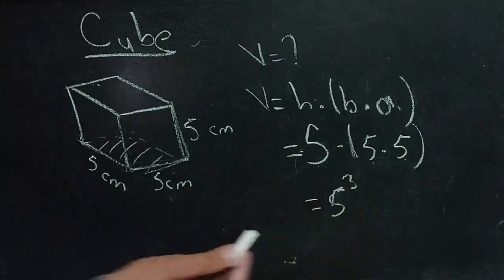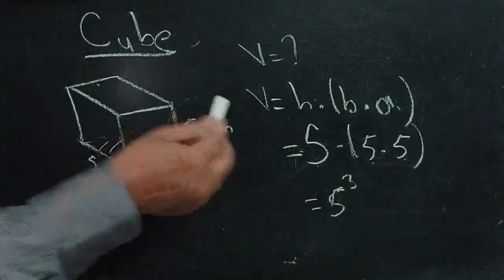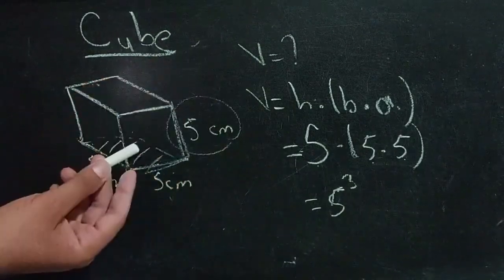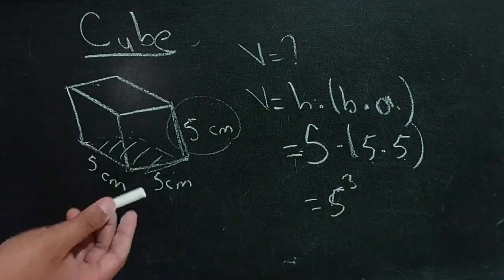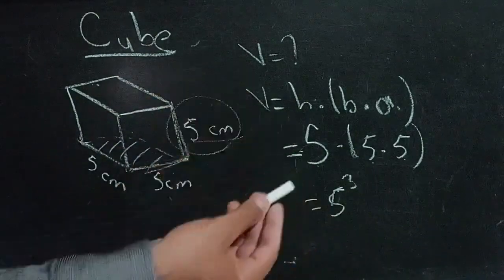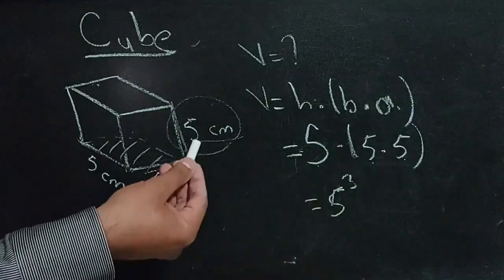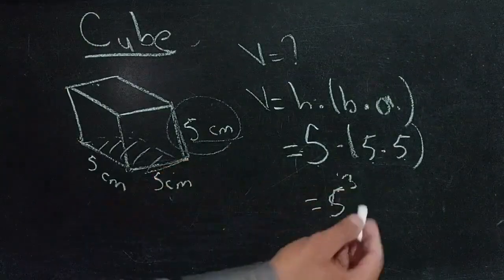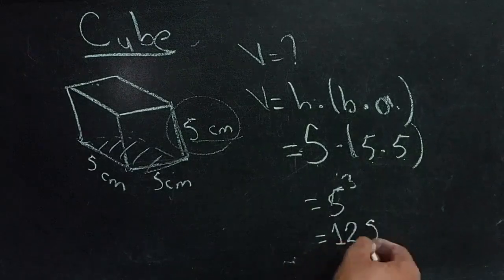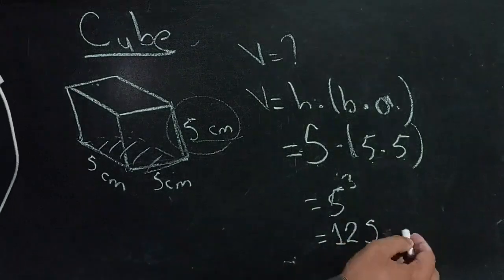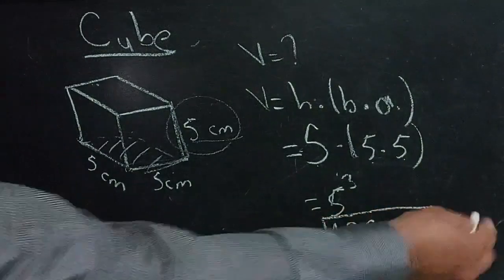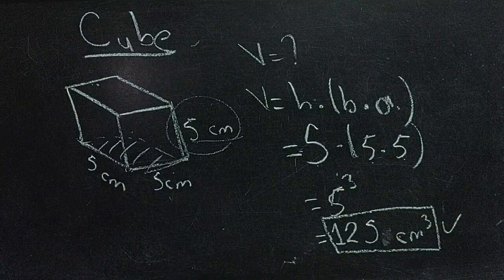That means when you have just one side of a cube, you don't need to know the other sides, because the other sides are going to be the same. You can find volume as the cube of one side. So for this question, 5 cube will give me 125 centimeter cube. That's going to be your final answer.